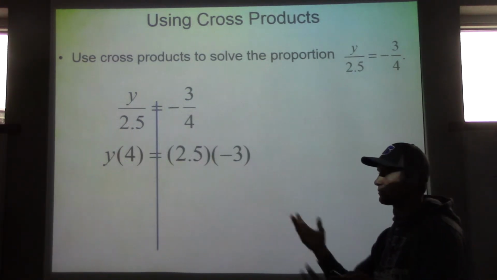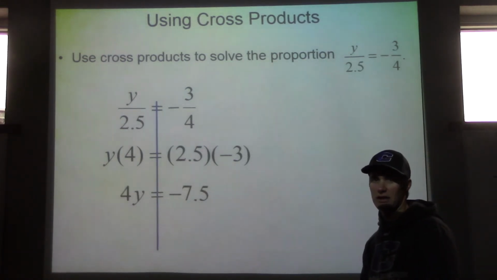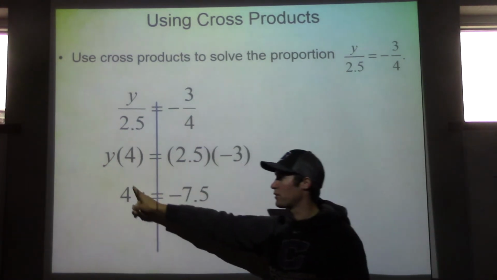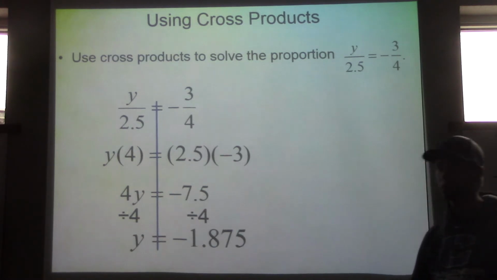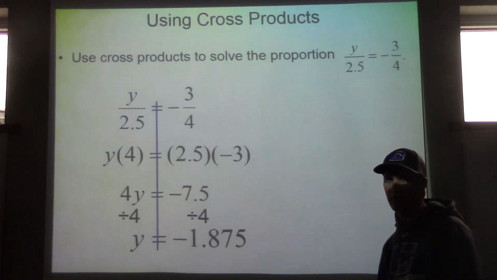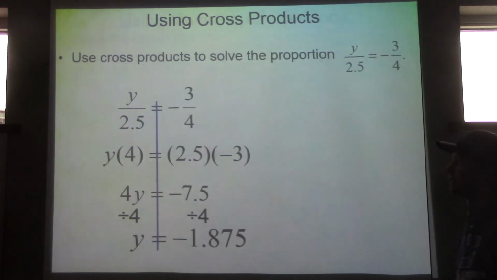So 4 times y would just be 4y. 2.5 times -3 would be -7.5. Now, to solve for y, we divide by 4. And so my answer is -1.875. If you ran into -1.9, that'd be okay as well.